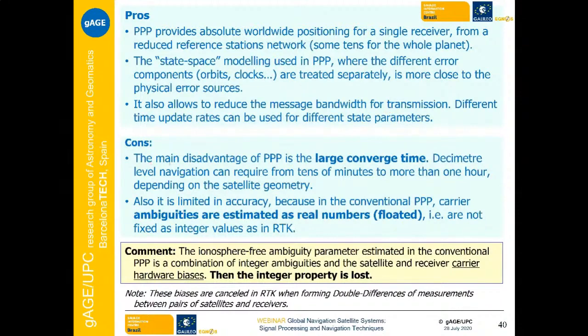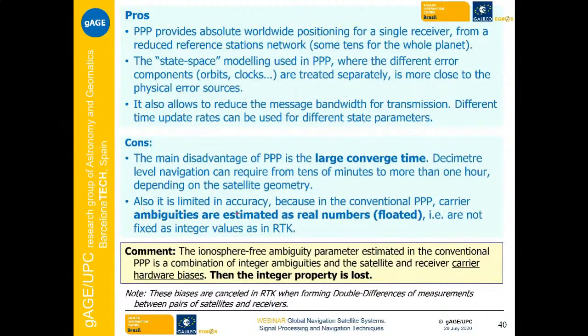The main problem is the large convergence time. As I commented before, decimeter level navigation needs tens of minutes, even 1 hour, depending on the satellite geometry. And also, the accuracy is not as good as in the case of RTK, because it depends on the time span.